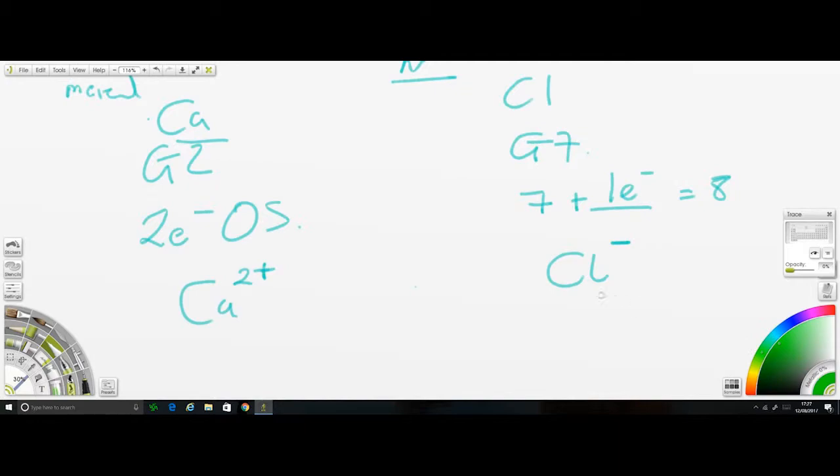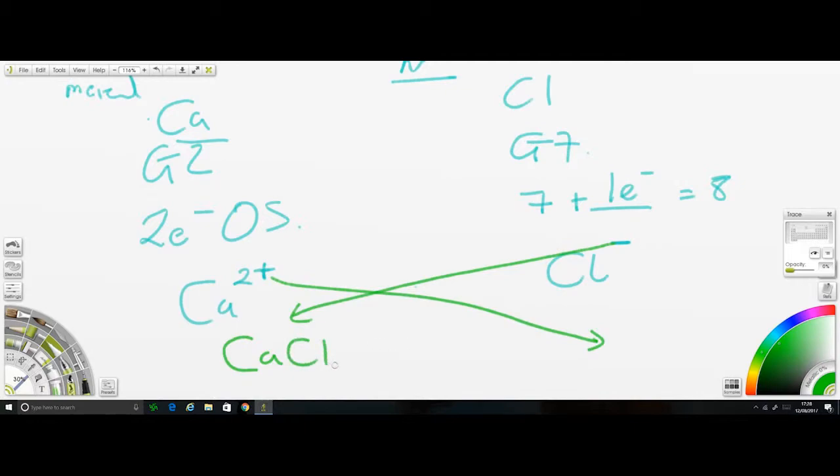So the next bit is, of course, you're going to swap over the numbers. So how many calciums are you going to have? You're going to have this number here, which is 1. So you're going to have 1 calcium. How many chlorines are you going to have? Well, I'm going to take this number and swap it over here. So you're going to have 2 chlorines. So it's CaCl2. So that's the end product.